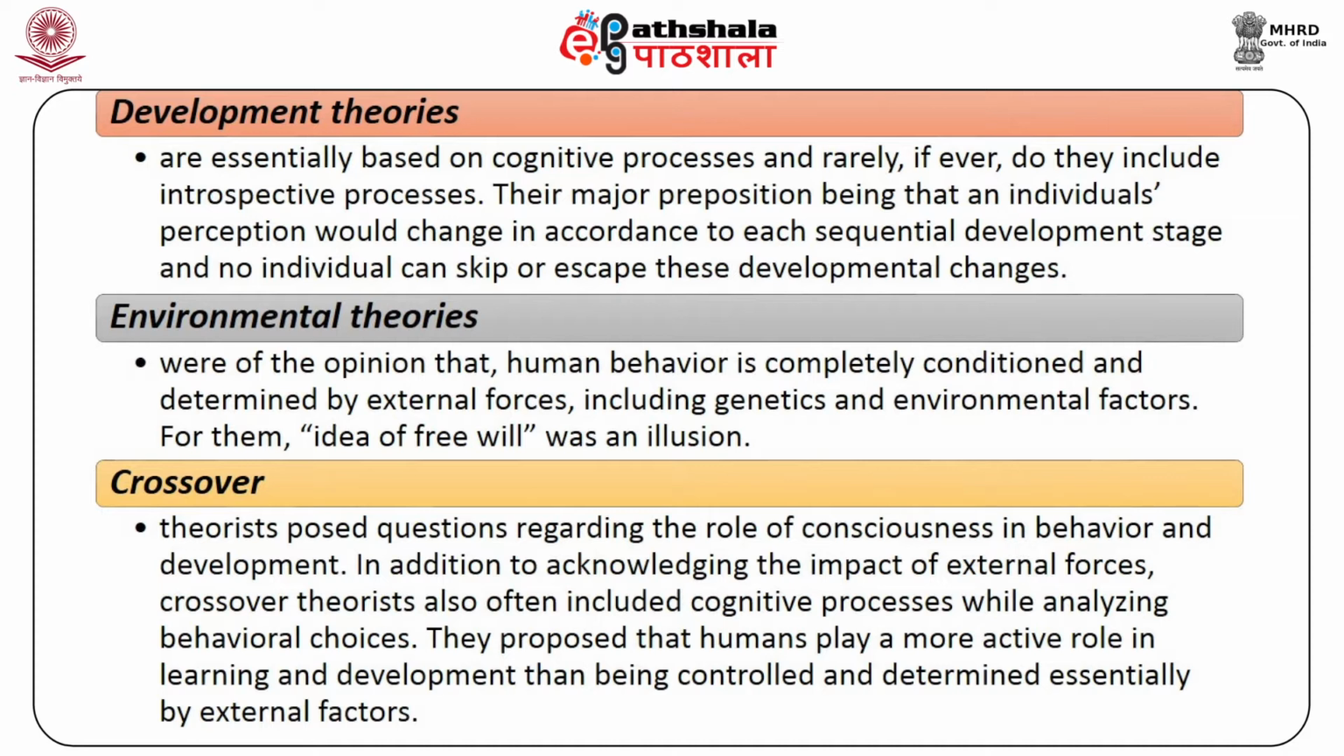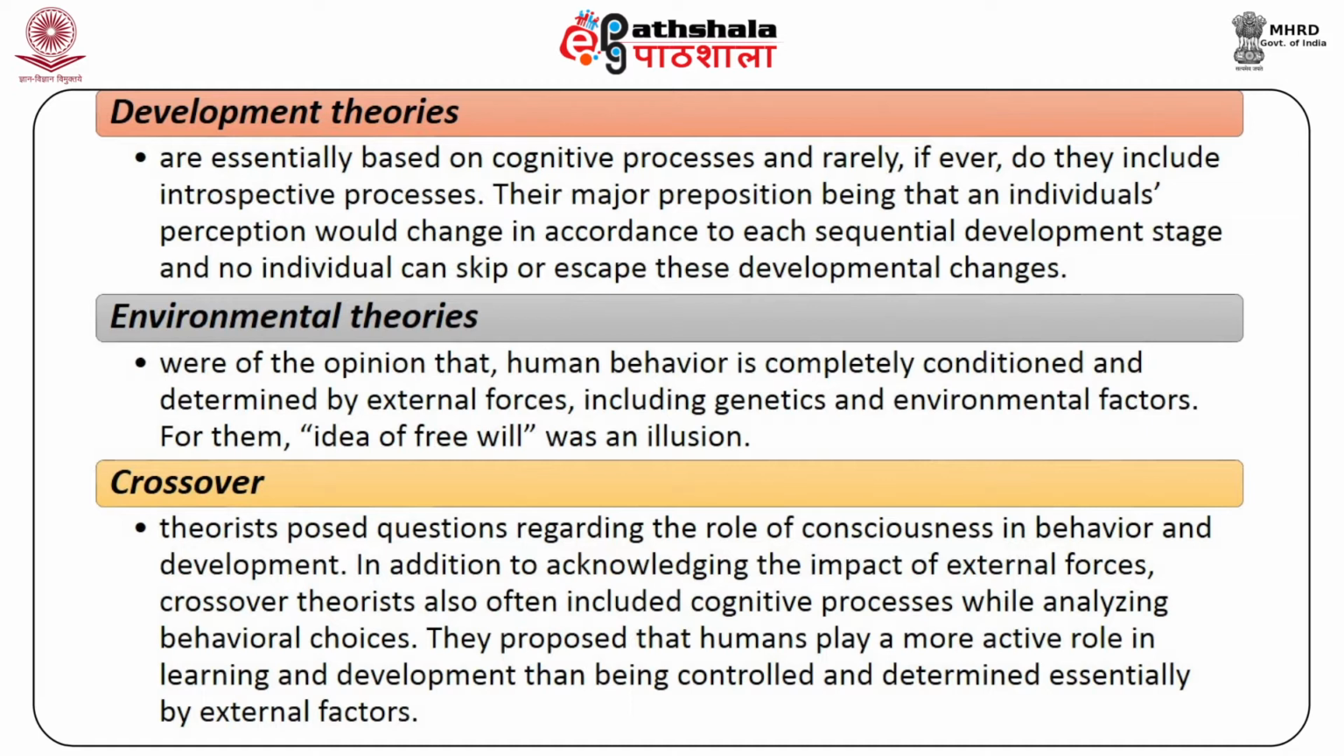The second set of theories, which are environmental theories, were of the opinion that human behavior is completely conditioned and determined by external forces, including genetics and environmental factors. For them, the idea of free will was an illusion.